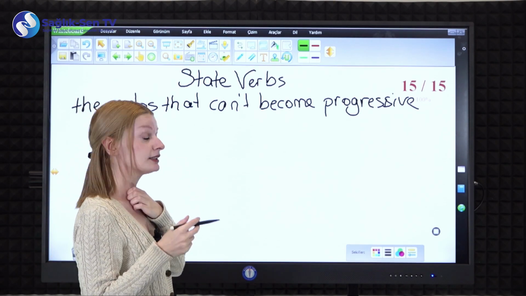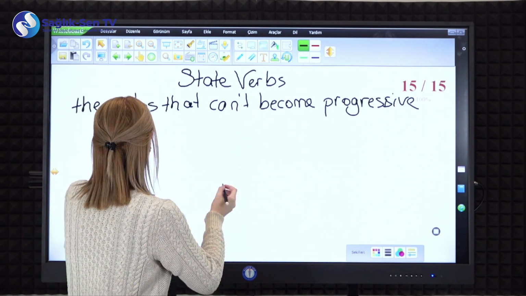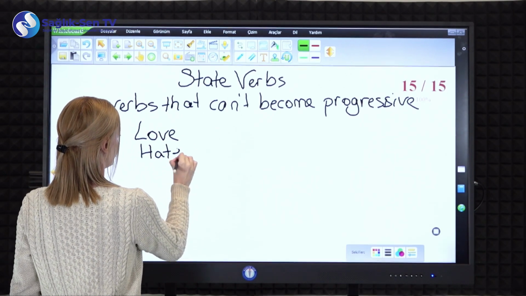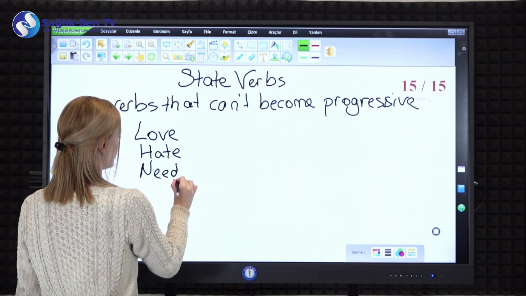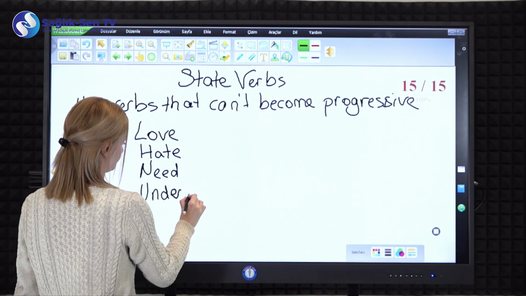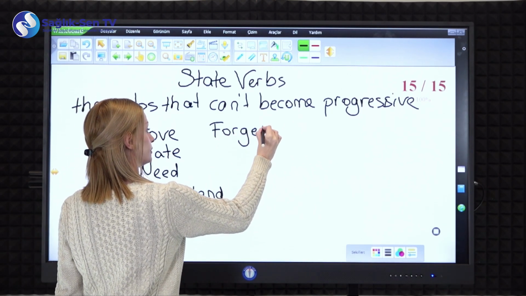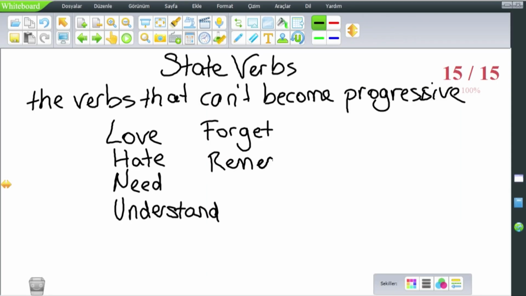Now, let's have a look at what are the state verbs. For example, love, hate, need, understand, forget, remember, enjoy. Okay, there are more state verbs, but these are the ones that we use the most.